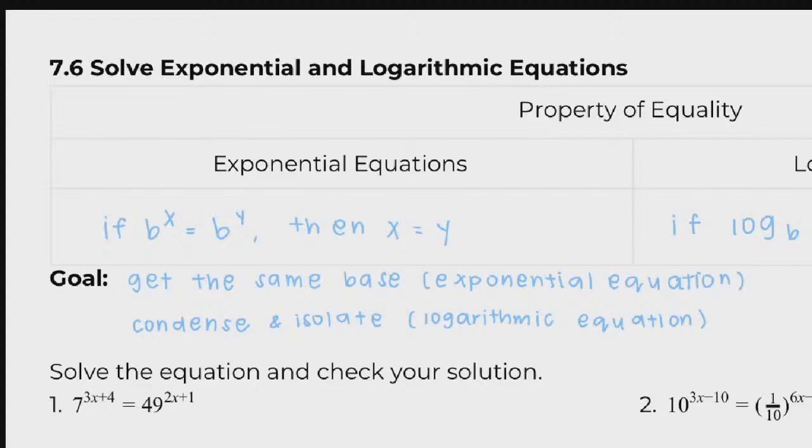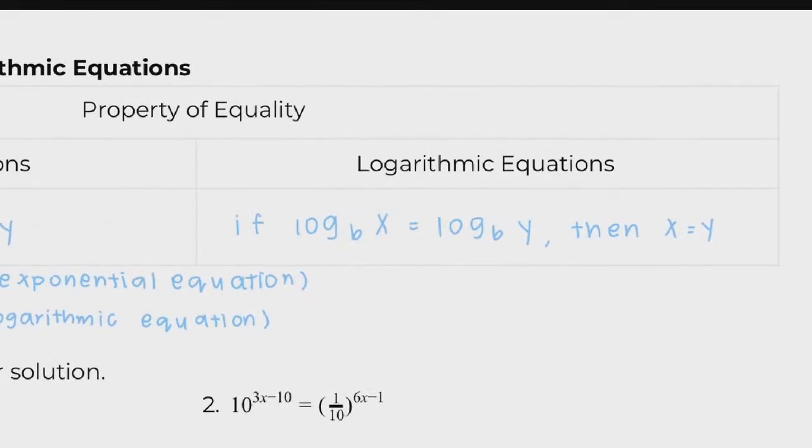7.6 is solve exponential and logarithmic equations. The properties of equality for exponential equations: if b to the x power equals b to the y power, then x equals y. And for logarithmic equations, if log base b of x equals log base b of y, then x equals y.